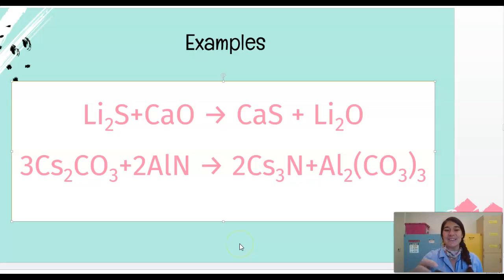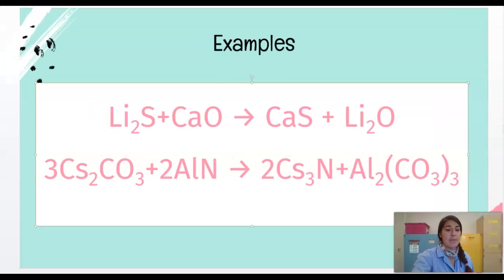All right. So in this example, we've got cesium carbonate with aluminum nitride. I'm going to switch the carbonate and the nitrogen in this example. And so you can see now the cesium is with the nitrogen and the aluminum is with the carbonate. So again, you can switch either the cations or the anions. I gave you an example doing both. It doesn't matter. You will end up with the same final answer in the end, okay?